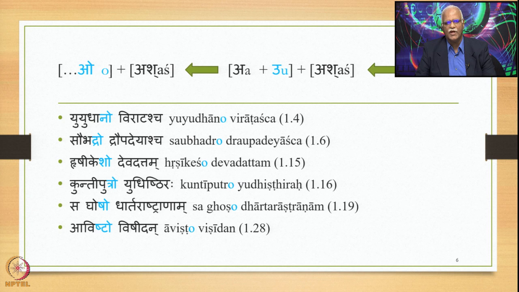Similarly, Saubhadro Draupadeyascha. This is the output, and the input would be Saubhadra plus u plus Draupadeyascha. The da is an ash. So Saubhadra plus u would be the output of Saubhadra plus ru plus da. Then ru would be the output of sa. So you have Saubhadra sa plus da. If you want to write Saubhadra sa independently, it will be written as Saubhadraha. Similarly, Rishikesho Devadattam is Rishikeshaha and Devadattam. Kunti Putro Yudhishthiraha is Kunti Putraha and Yudhishthiraha. Saghosho Dhartarashtranam is Saghoshaha Dhartarashtranam.